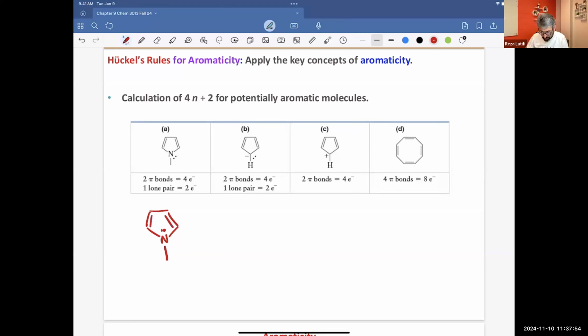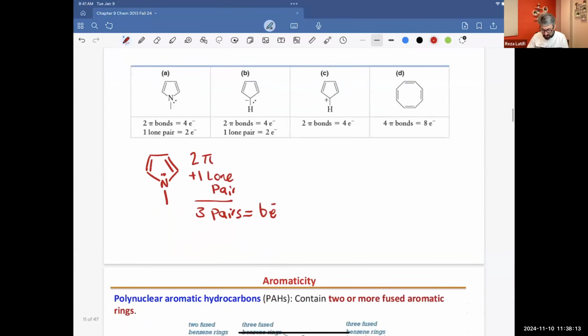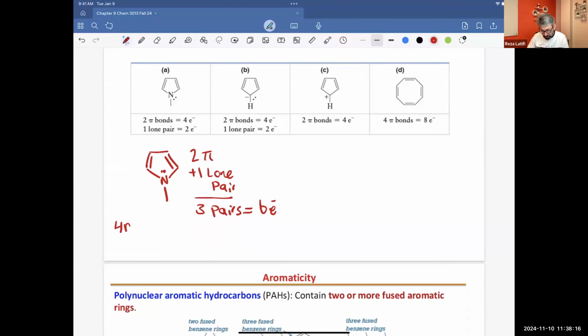So we have 2 pi bonds plus 1 lone pair. Technically, we have 3 pairs inside the ring. That means we have 6 electrons. Now that we have 6 electrons, I'm going to say 4n plus 2, if n is equal to 1, then we get 4 multiplied by 1 plus 2 electrons. That's going to be 6. So this molecule is aromatic.